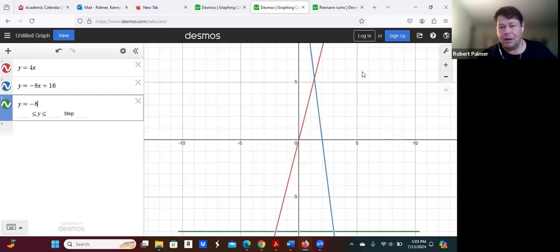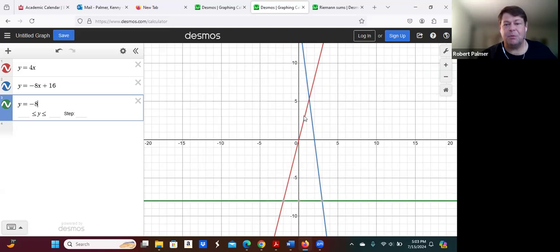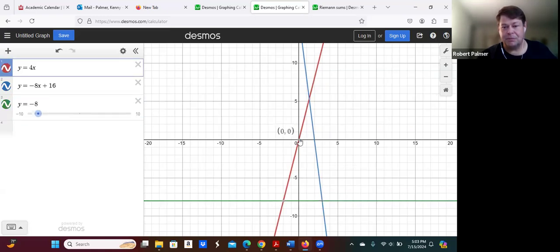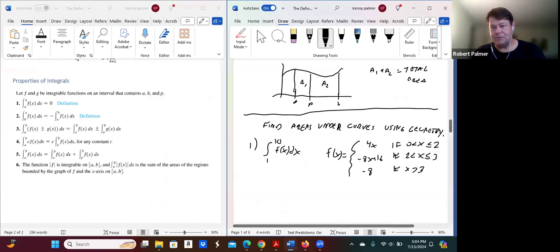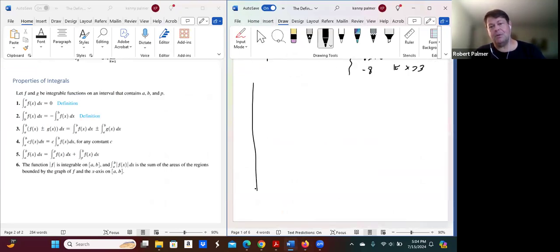Now, a couple things to notice. The first one, 4x, starts at (0, 0) and goes from 0 to 2. So at 2 it goes to 8, and it includes the point at (2, 8). Let's go back to our picture and draw that to help us with this. This first section goes from (0, 0) to (2, 8), and this point is included.